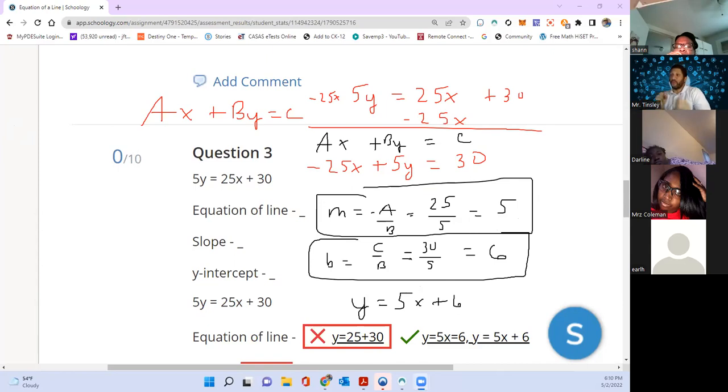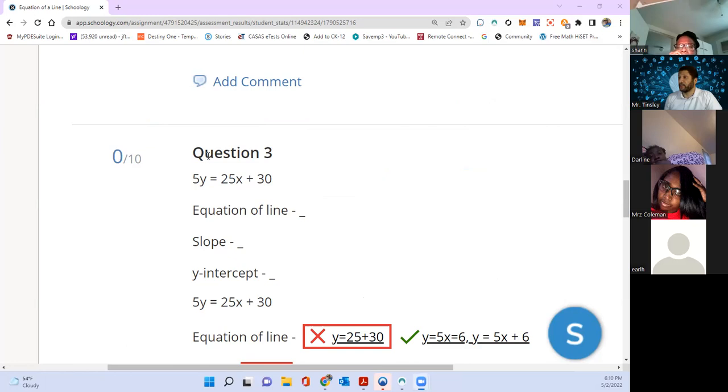This is why I want you to be familiar with both. From 2014 to about 2020, it was only slope-intercept form. They didn't really use standard form. The last couple of years, I've been seeing a lot of standard form questions, so you want to be prepared for that. Okay, let's try one more real quick.